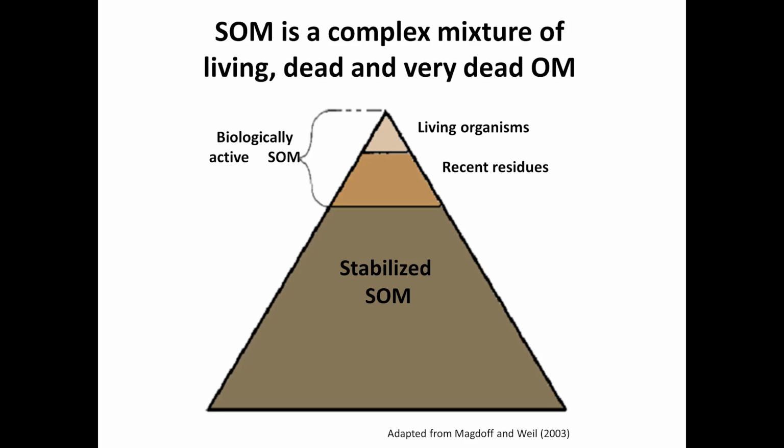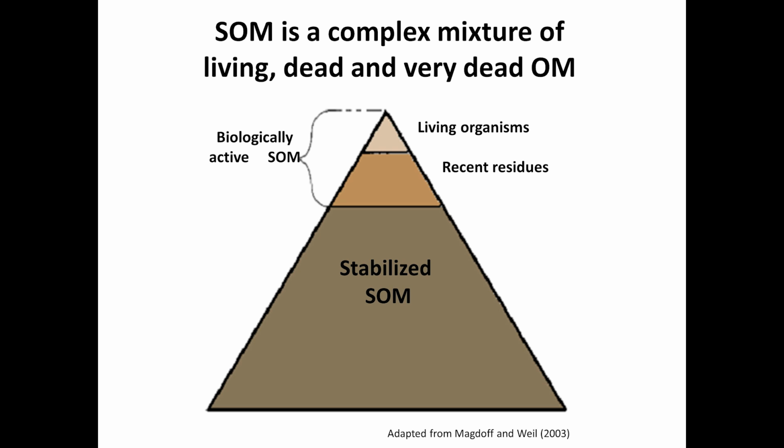So this is a very simple way to think about the whole great mixture of soil organic matter. The vast majority of it is relatively stable and decomposes slowly, maybe 1% to 2% of that organic matter decomposes in a year. But we have a small fraction, the active fraction, that is partly the living organisms and partly the recent residues.